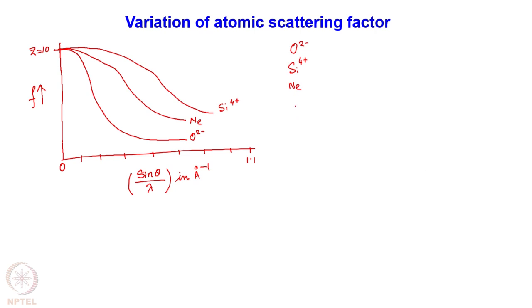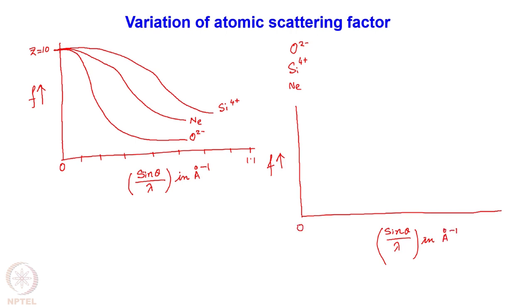Let us see, if we have atoms with very different atomic numbers, what happens to the value of F if we plot F with sin theta by lambda for different atoms, once again in angstrom inverse unit. Most of the organic compounds contain light elements, that means carbon, nitrogen, oxygen, sulfur, etc. So, carbon, nitrogen, oxygen have atomic numbers very close, 6, 7, 8, etc. So, those elements decay very quickly, the scattering factor decays very sharply and goes like this. So, I am plotting this as light elements. Of course, these curves are going to be slightly different for carbon, nitrogen, oxygen and so on.